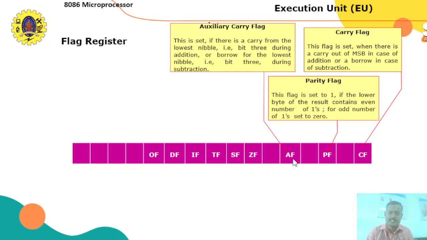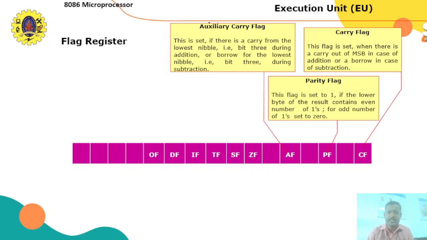Next, look at this. This is auxiliary flag. Whenever you are performing BCD operations, that is binary coded decimal, we need this auxiliary flag. If you take 8 bits, that will be called a byte. If you take half of that byte, that is only 4 bits, that will be called a nibble. Whenever you are performing a nibble addition, we need this auxiliary flag.